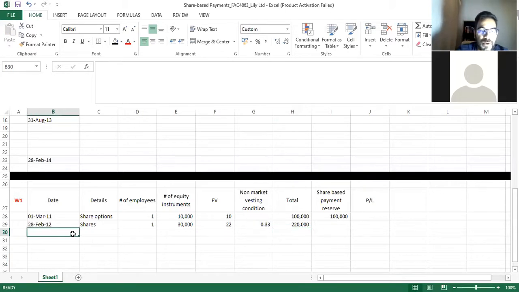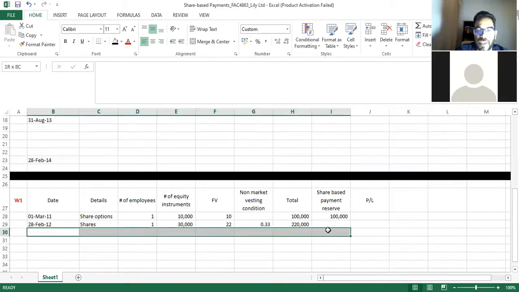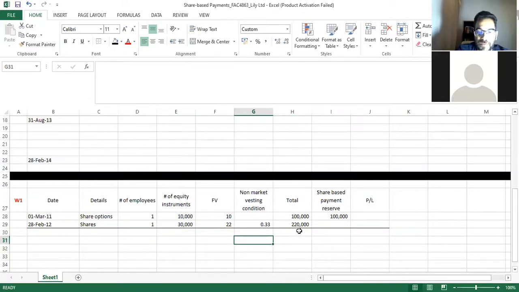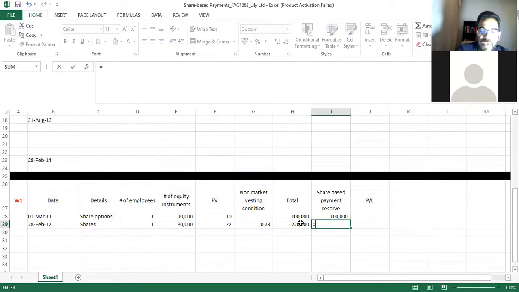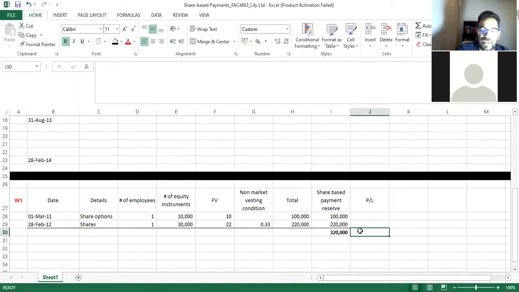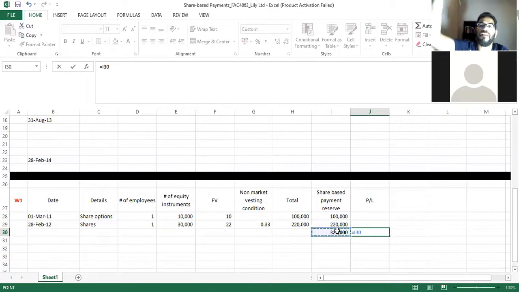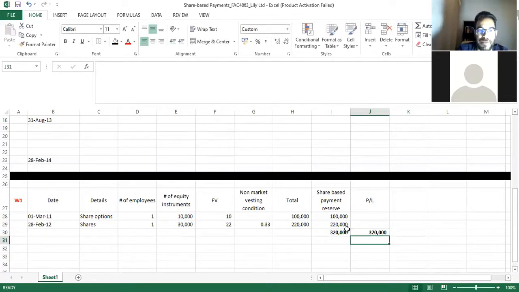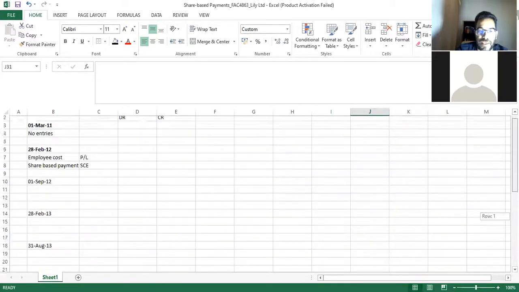So now at 28 February 2012, the share-based payment reserve is equal to the sum of these. The profit or loss will be the closing balance of the share-based payment reserve minus the previous balance. What was the previous balance? There was no previous balance. The previous balance is 0. So therefore, in year 1, our share-based payment reserve is 320.